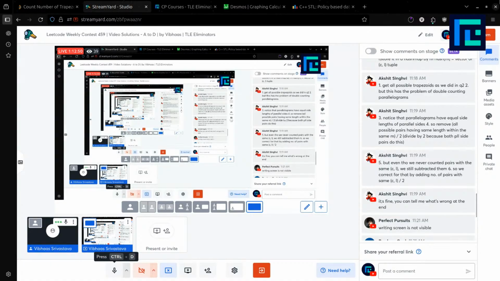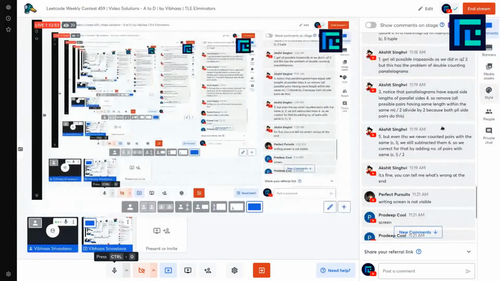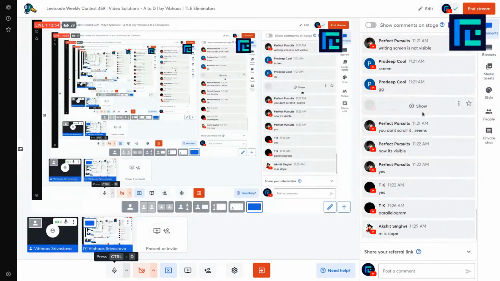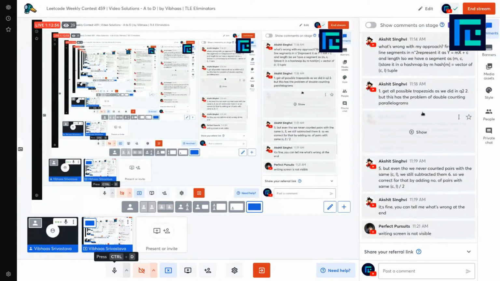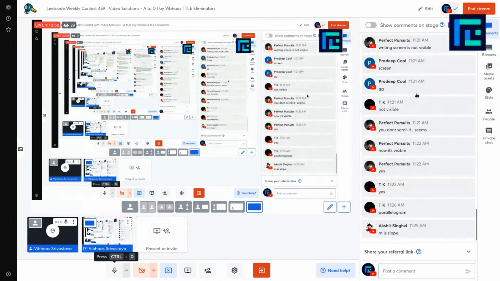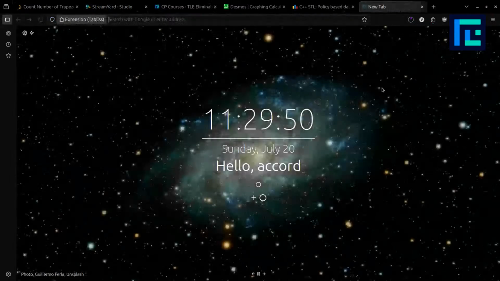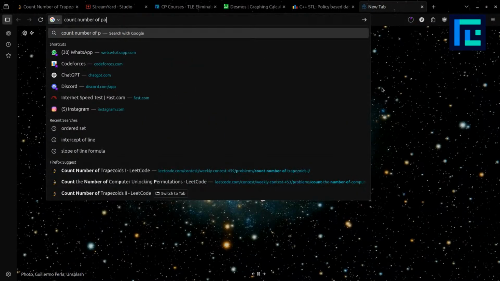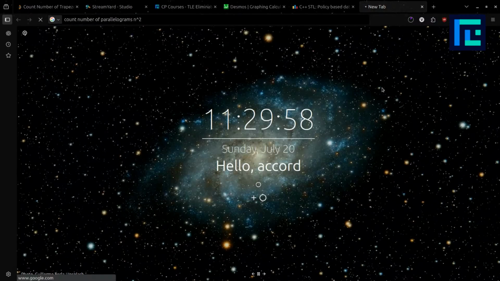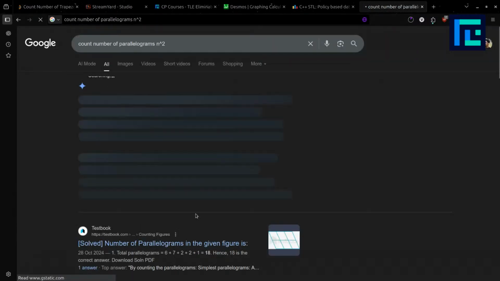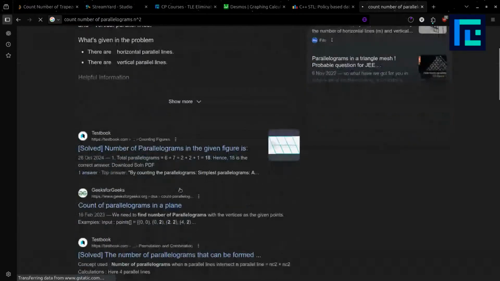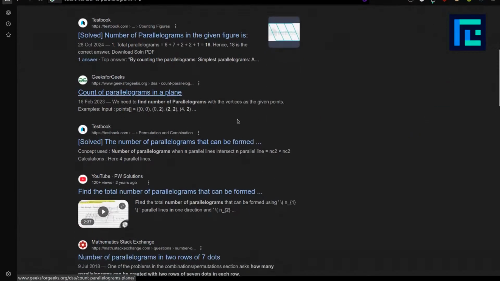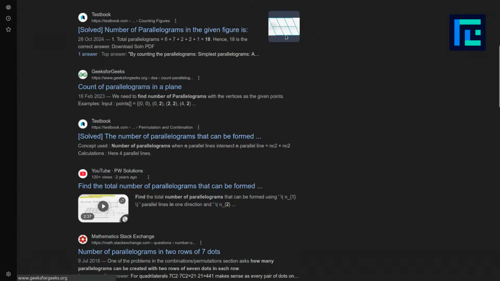Basically, you need to be very careful while counting the number of parallelograms. So maybe your approach works. I'll tell you my approach for how I did it. You can just Google count number of parallelograms in n squared. This is a well-known problem, I think, in a set of points. Yeah, there's a Geeks for Geeks article as well.